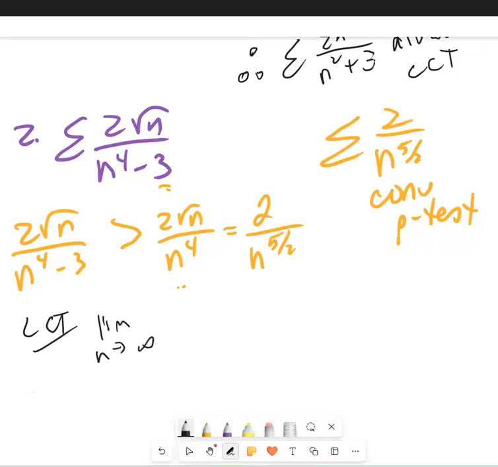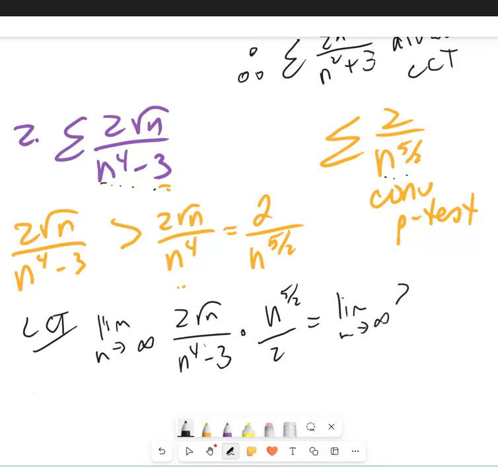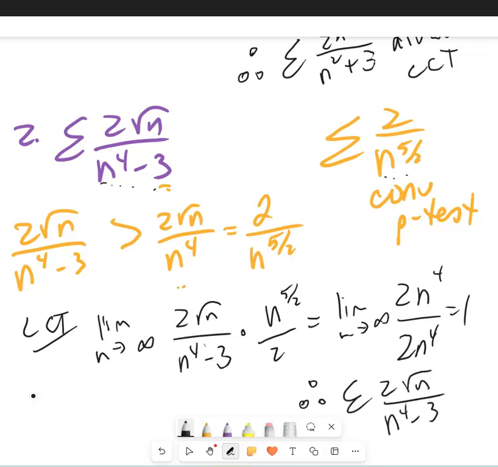So the limit is n goes to infinity, 2 root n to the 4th minus 3. It has to be, one of them has to be the original, and then you multiply by the reciprocal of this one. And so that gives me the limit as n goes to infinity, 2n to the 4th power, all over 2n to the 4th power. Look at that. So that gives me 1, bigger than 0. They both do the same thing. So therefore, this converges also by LCT.